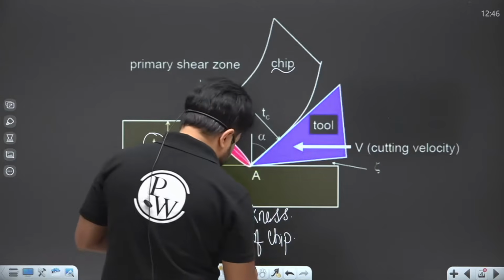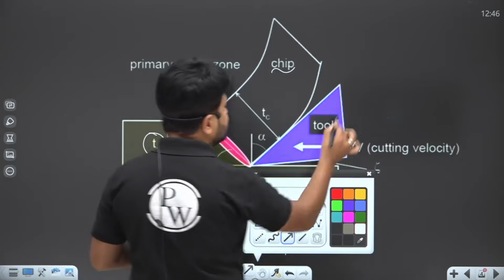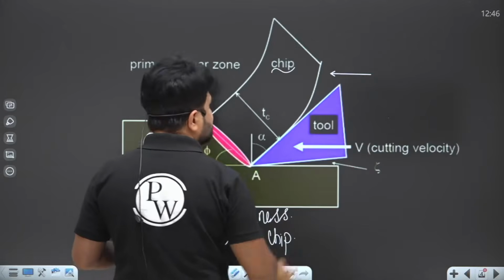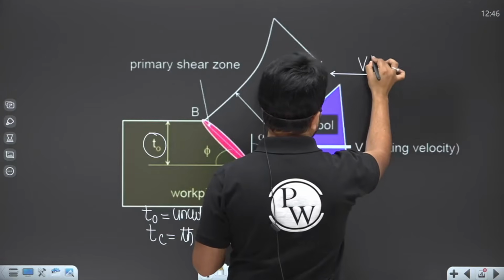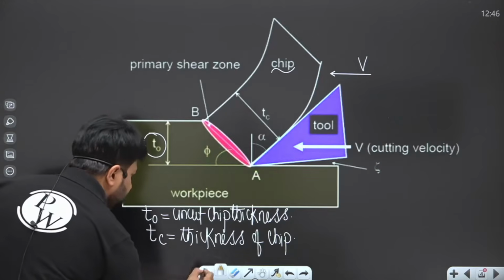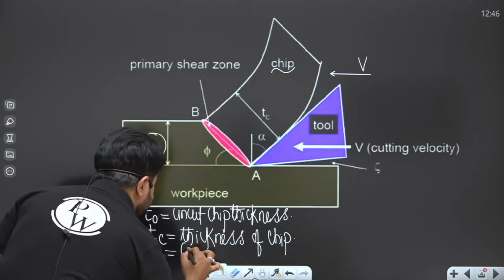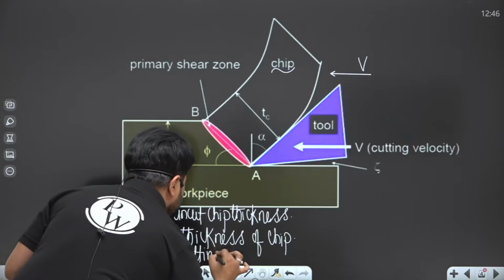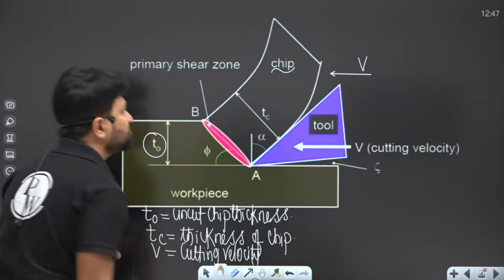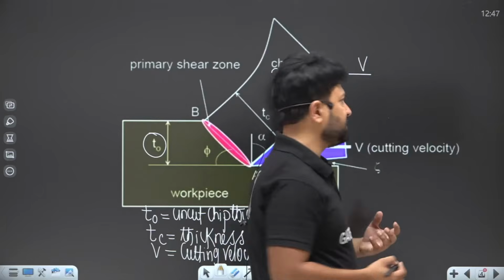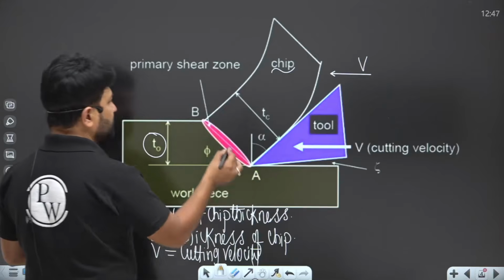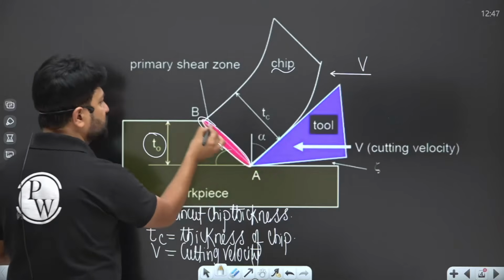My dear student, when the tool is moving toward the workpiece, this is a tool which is moving toward the workpiece with a cutting velocity V. V is what here? V is the cutting velocity. So the tool is moving toward the workpiece with a cutting velocity V. Now when the tool is going to enter into the workpiece, what happens in the primary deformation zone?